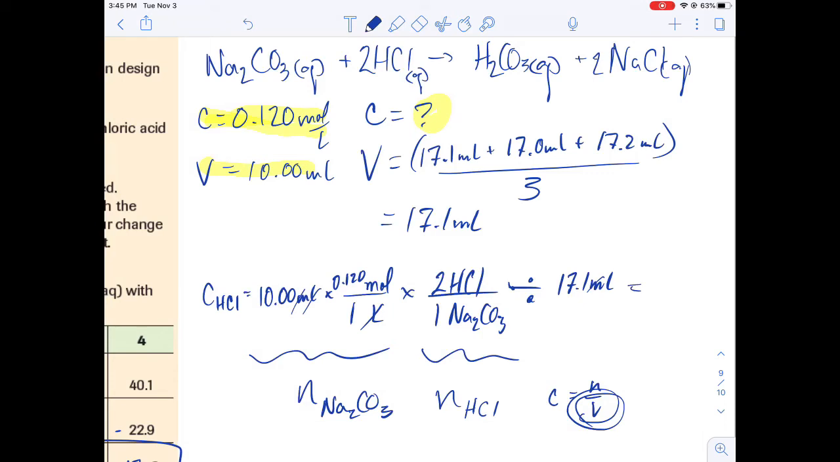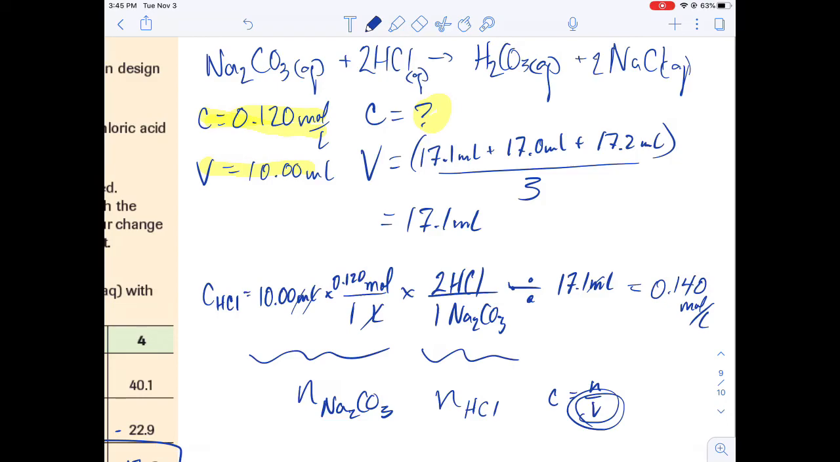So I'm going to take 10 times 0.12 times 2 divided by 1, and then divided by 17.1. And my answer is 0.140 mole per liter, and that gives me my concentration.